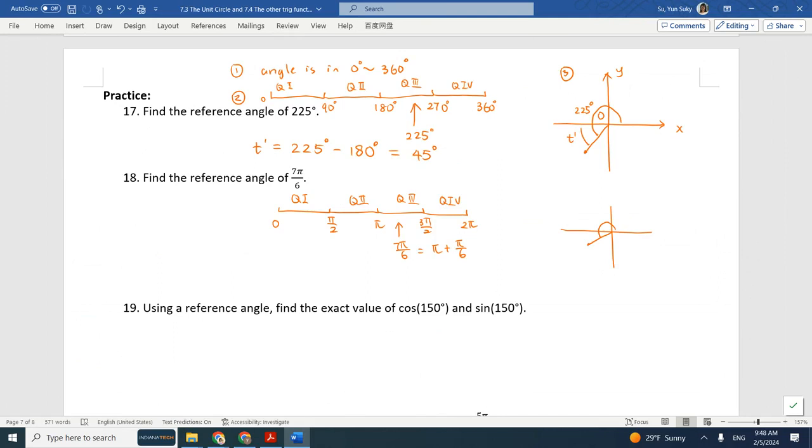Now what is the reference angle? You see, from here to here, it is pi plus pi over 6. So what is this? Pi over 6. Can you see from the picture? Or you can put 7 pi over 6 minus pi. So we get pi over 6. So that is the reference angle. The reference angle is always an acute angle. Okay, everybody?